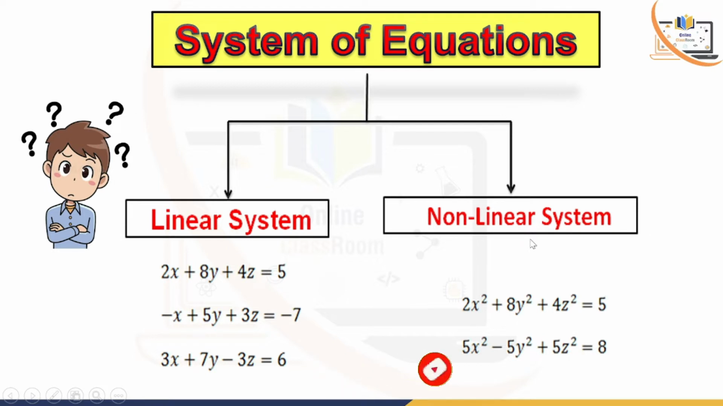But what is non-linear? Look here, if I consider the first equation, this one, this is basically 2x square plus 8y square plus 4z square equal to 5. So the powers are basically 2 in all the cases, or it may be 3 or 4, whatever. So if powers of the variables are basically greater than 1, then it is called nonlinear system. So that is the first classification of system of equations.